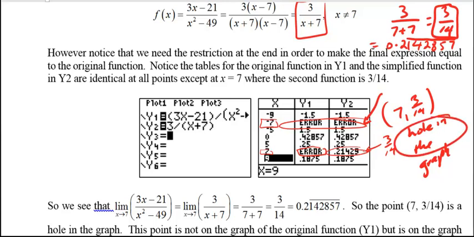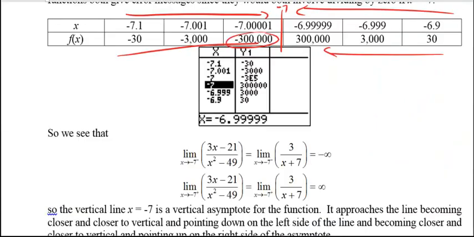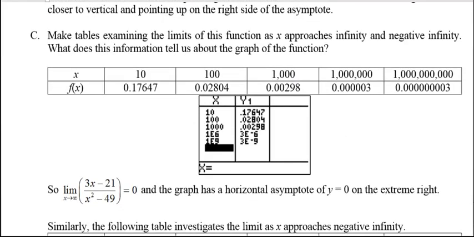A hole in the graph is indicated by the situation where we have an error in the original but a number in the reduced. Error in both places was a vertical asymptote. So, what does that tell us on the graph?